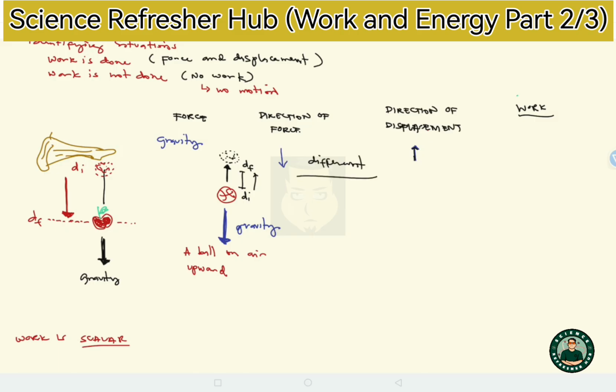So if it's different, is there work done? Does gravity do work on the ball? Of course, yes. There's work done in this scenario, and that work we call negative work. It makes sense. Just look at the directions of force and displacement. If they have different directions, therefore the work is negative.